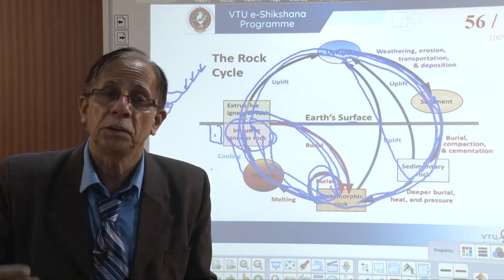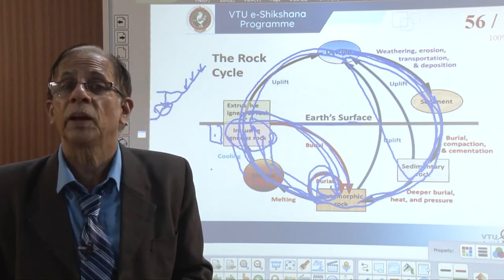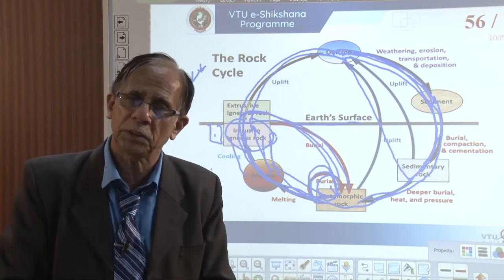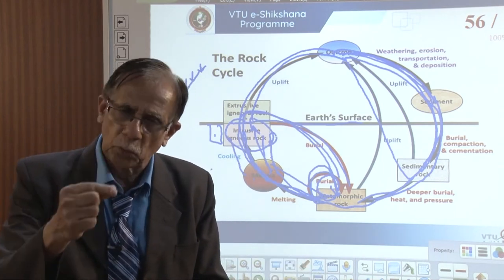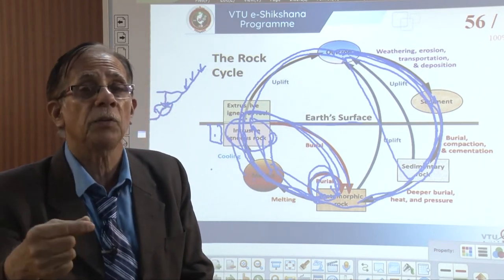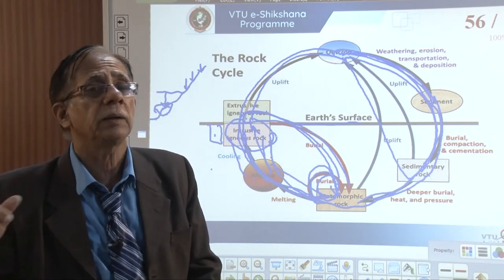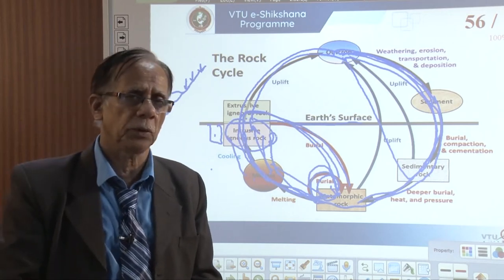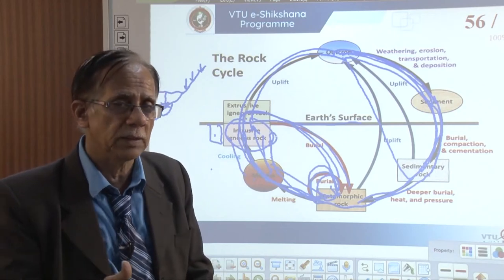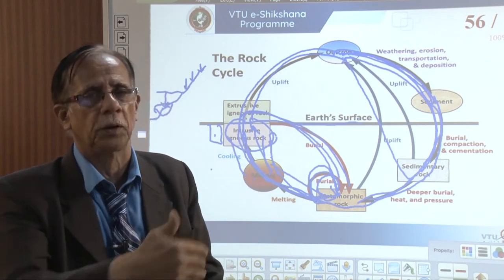Even igneous rocks we can produce. What did we produce? Mosaic tiles, by a similar process. Can we not produce igneous rocks of our interest? But quality differs depending on the time factor, how much pressure I am applying, how much temperature, and the kind of material I use. Therefore, 100% naturally available igneous rocks are economically very difficult to get in the laboratory.